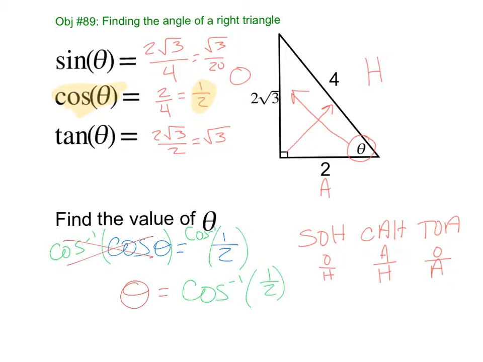Put that in your calculator. Second, cosine 1 divided by 2. Oops, I hit a wrong button. And I get 60. So this one actually has a nice answer. It's 60 degrees exactly. That's a special triangle. We're going to talk about that in a week or two.